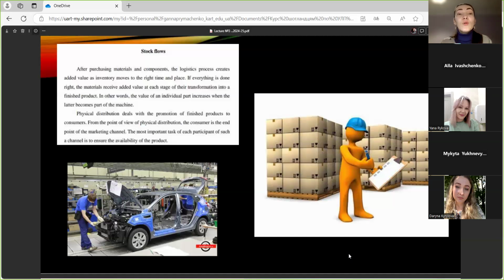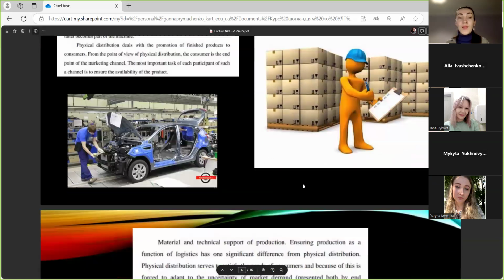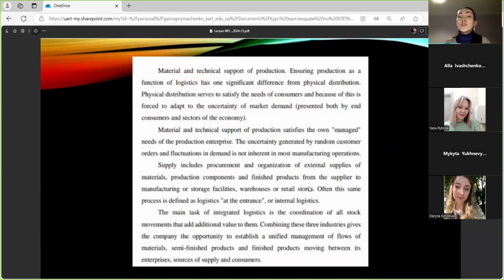From the point of view of physical distribution, the customer is the endpoint of the marketing channel. Yes, so we think about it. The most important task of each participant of such a channel is to ensure the availability of the product. And physical distribution deals with the promotion of finished products to customers. Of course, we need to think about it. So, material and technical support of production.